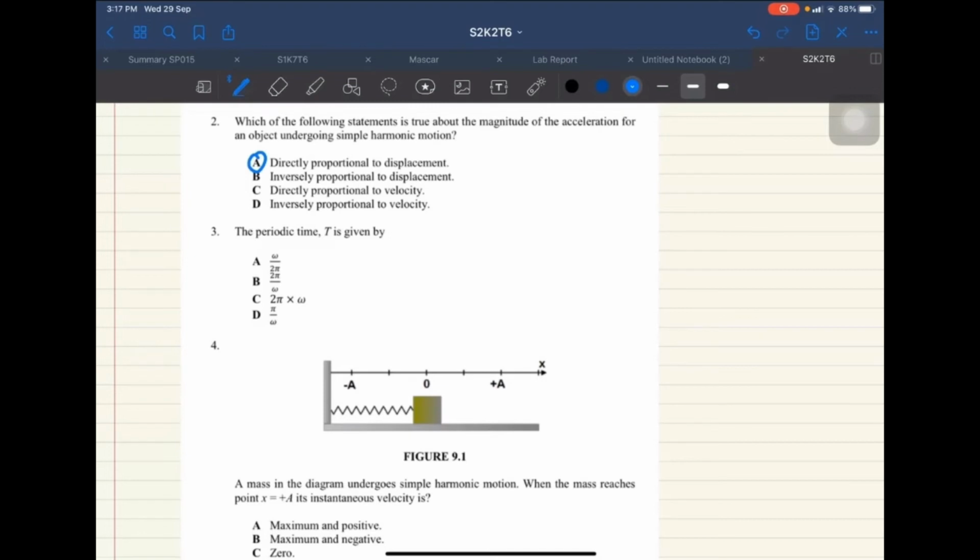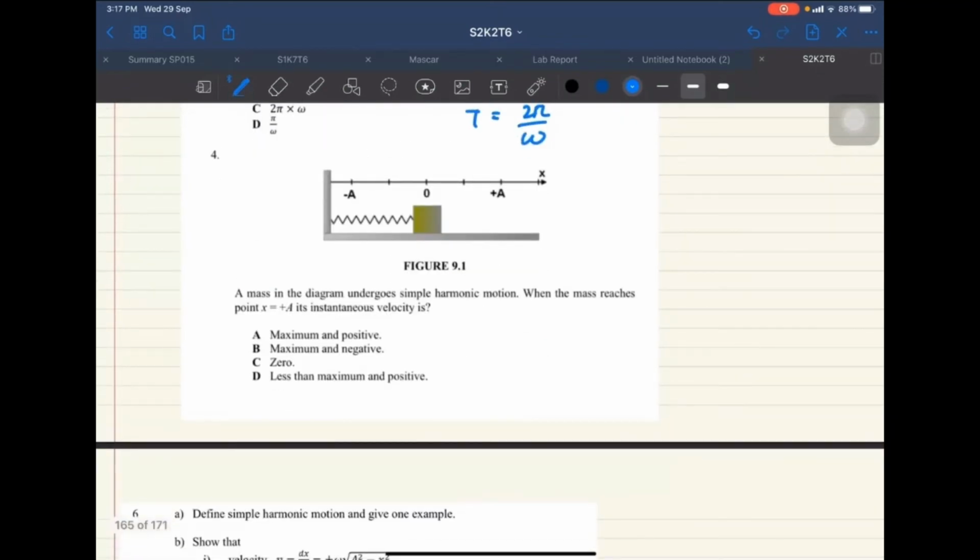Question number 3. The periodic time T is given by B. Okay, omega is equals to 2 pi over T, right? So T is equals to 2 pi over omega. B lah. Okay, the next question, question number 4. A mass in the diagram undergoes a simple harmonic motion when the mass reaches point X positive A, dekat sini lah, over here. The velocity is at maximum, minimum, tak ada, positif ke negatif lah. Velocity dekat ujung tu.